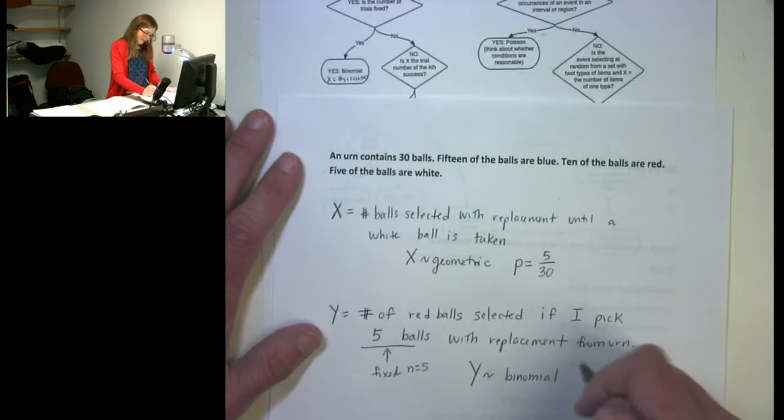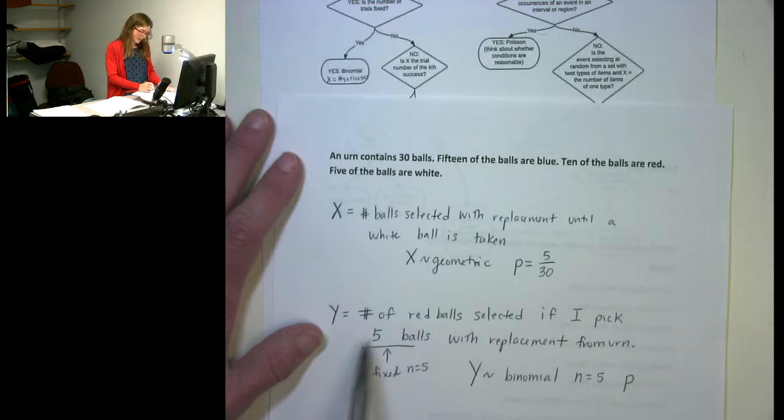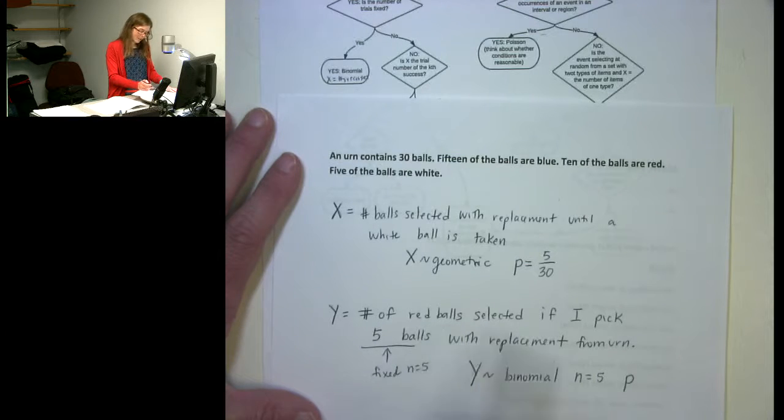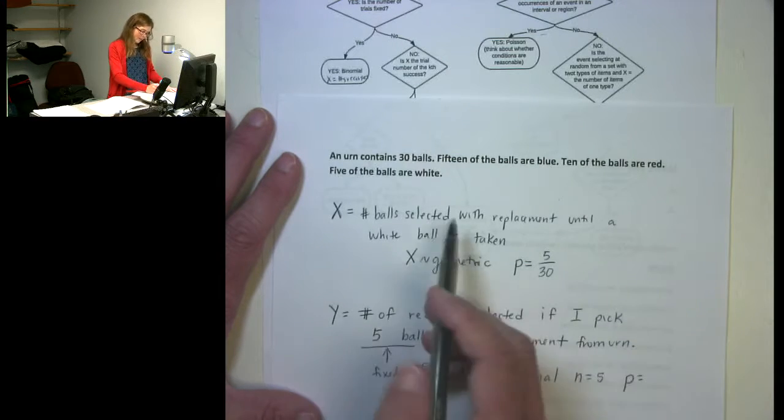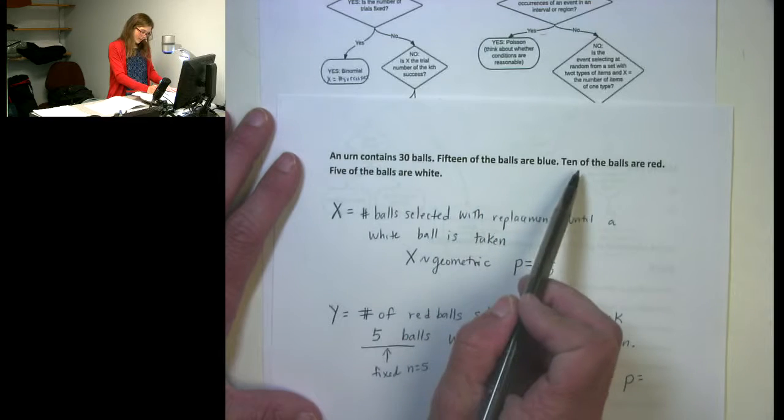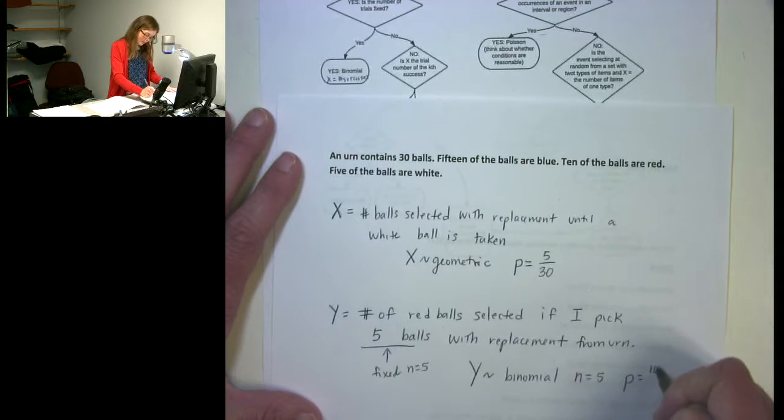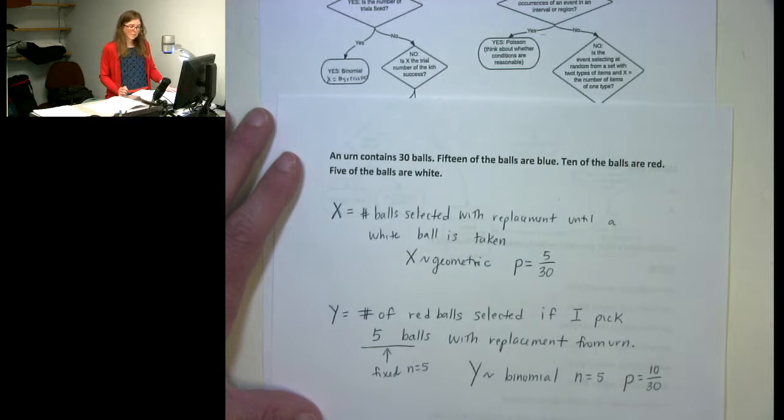For the binomial distribution, I need to know n is equal to 5, and I need to know p, the probability of success for each trial. Since I'm interested in the probability of getting a red ball for each selection, there are 10 red balls out of 30, so that would be my p in this situation.